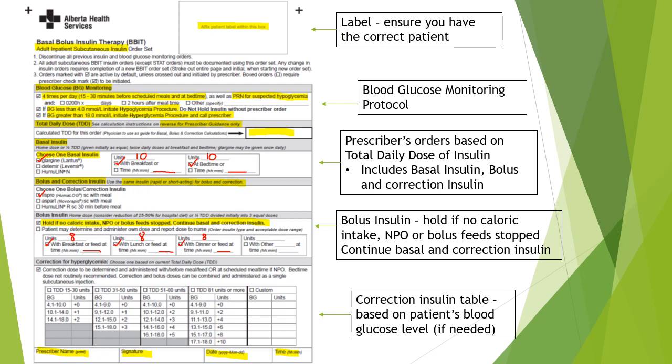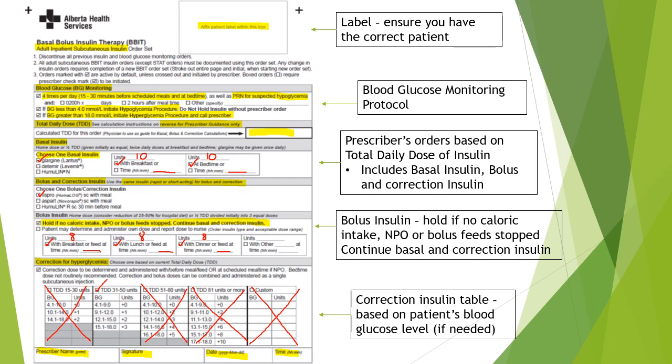The next piece to this is that we're going to look at the correction for hyperglycemia box. In this case, the doctor will have checked off a particular box that's based on the total daily dose of insulin. Best practice is to cross off the remaining boxes to ensure that the nurse administering the insulin is reading the correct box, to reduce any errors of reading the wrong box. So the best practice is to check off the one box and X off the other remaining boxes to make it easy to read.